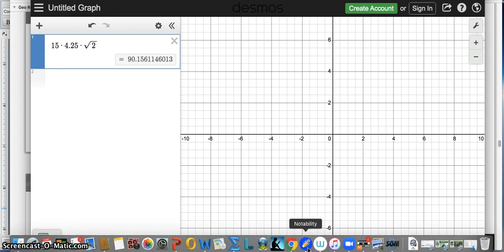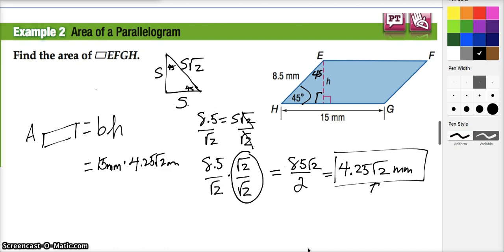So I'm going to go back and just write that down. So this here is going to be approximately 90.156. So let's say 156 would be rounded up to 1.16 millimeters. Make sense? All right, let's try another one.